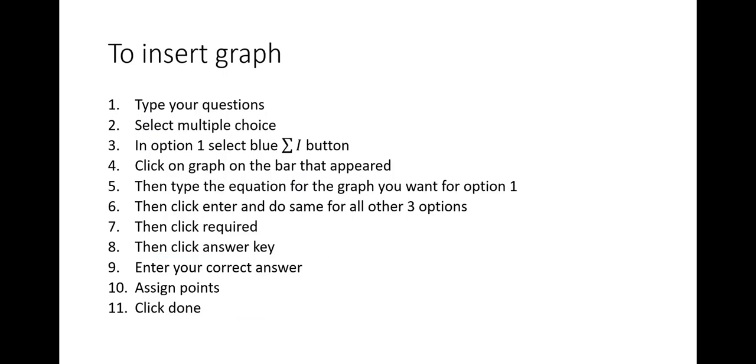To insert a graph, first you type your question, select multiple choice, and then in option 1 select the blue sigma I button. Click on the graph icon on the bar that appeared at the bottom of the Google Form, then type in the equation for the graph you want for option 1, then click enter and do the same for all other 3 options. So you can just click insert math and then do the same for the other 3 options.